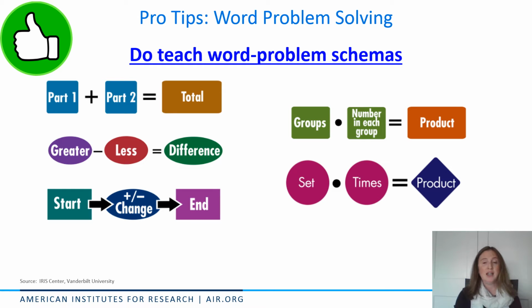Rather than just focusing on keywords or a general solution method such as identify, plan, solve, schema-based instruction looks at problem families and provides an organizational plan that is common to the family. This method has been found to be highly effective, particularly for struggling learners, because it gives students specific strategies for solving the problems.